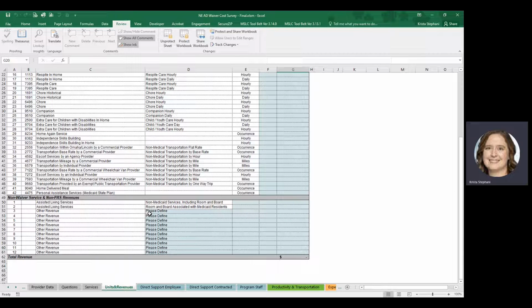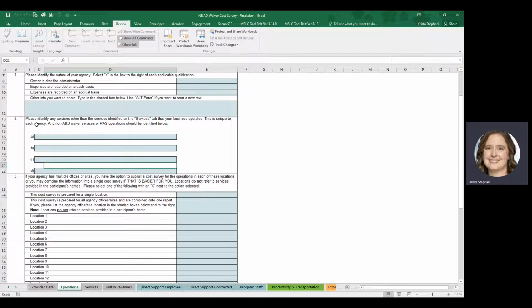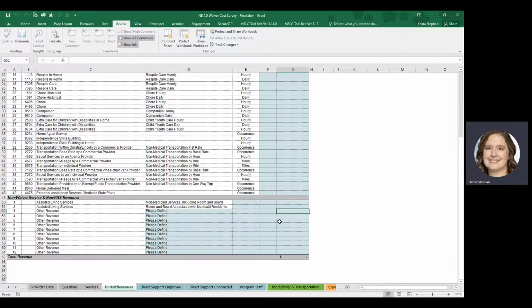As for all other revenue, you may combine in all revenues. You don't have to separate out by service unless you would like to. The total revenues that you received for providing those services. So again, if in question number 2 on the questions tab, you stated that you provide non-A&D waiver and PASS operations, it is expected that you would have some sort of revenue included in this section. Again, you do not need to identify by service. You can report in total the other revenues.